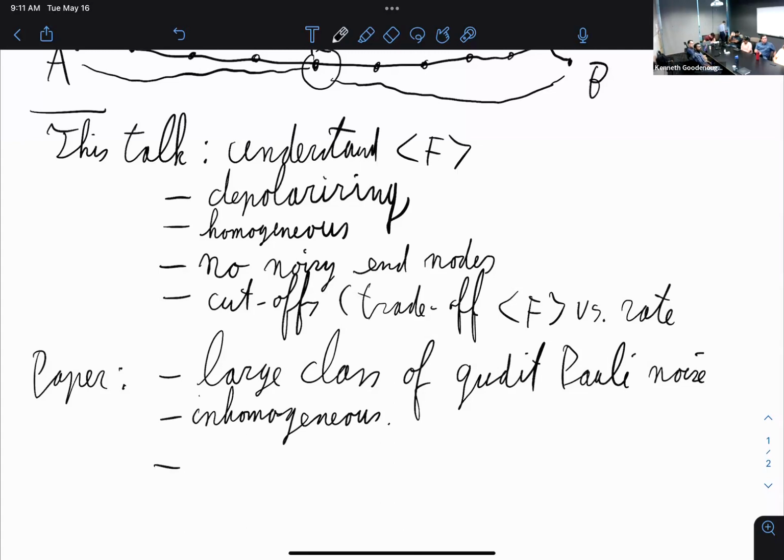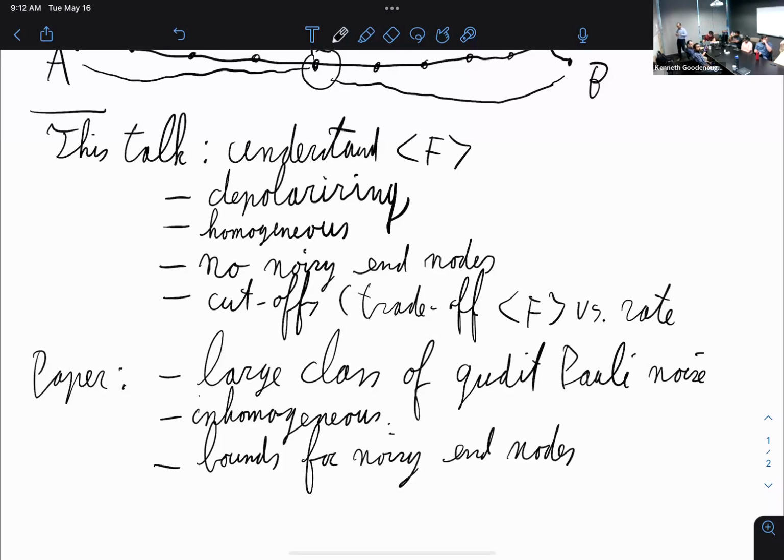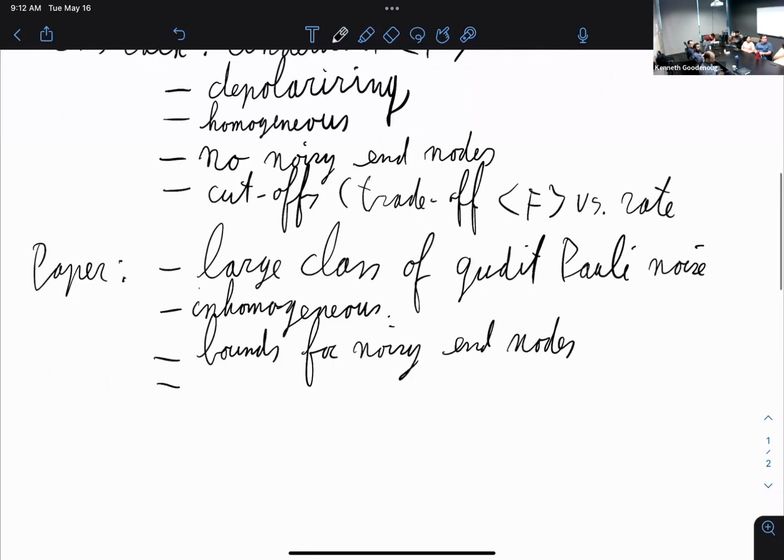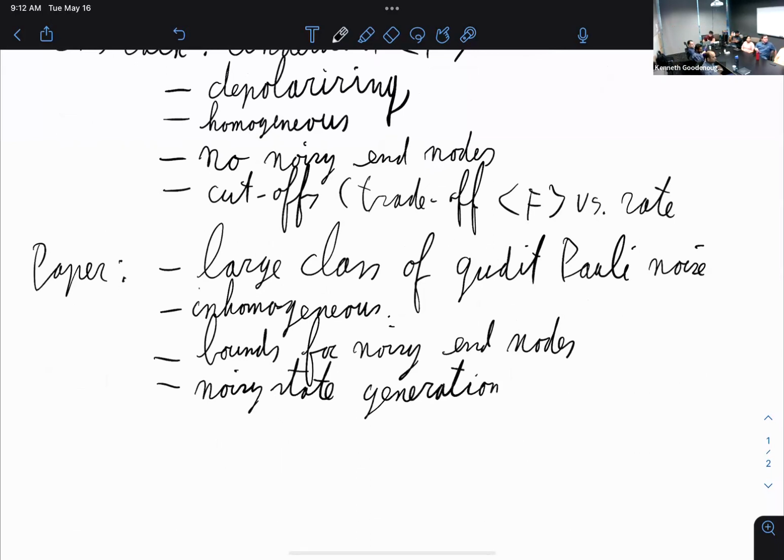Also, I find analytical bounds for the case of noisy end nodes. So we can also deal with that. We won't get exact results, but we can find lower bounds on that case. And one thing I'll also implicitly assume, and that we can get rid of in the paper, is we can include noisy state generation. But for this talk, I'll assume that this state generation is perfect. But again, we can get rid of this.